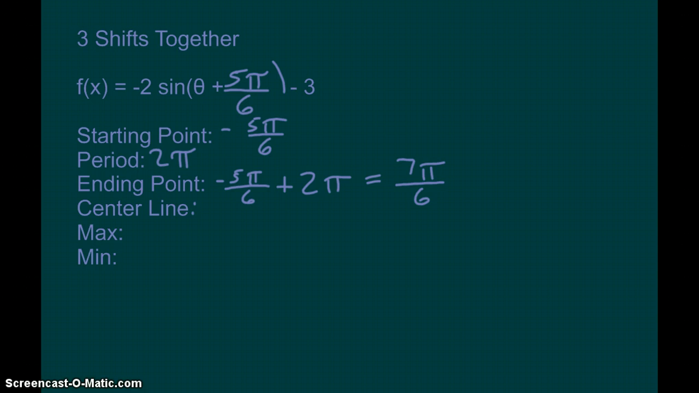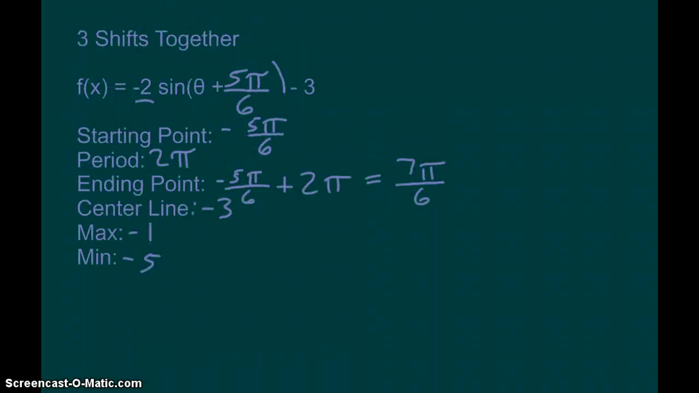The center line, we have a vertical shift of -3, so my center line has been moved down 3. And finally, we have to consider the amplitude in order to do the max and min. My amplitude of -2 tells me my max is going to be 2 above my center line. My min is going to be 2 below my center line. So I've got a max at -1 and a min at -5. So now I have enough information to be able to sketch this graph.